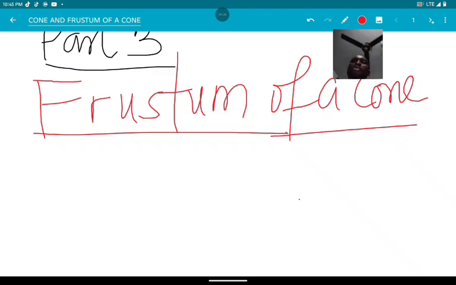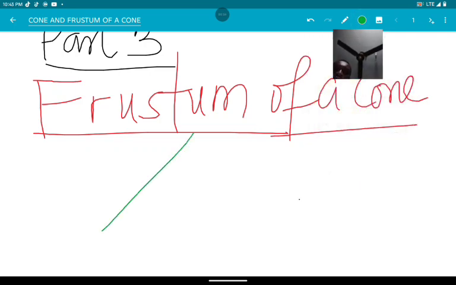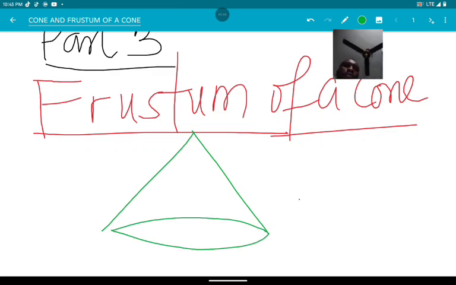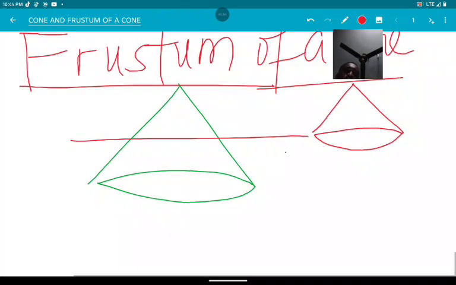Beautiful. If you cut off the top of a cone, let's assume that we have a cone like this. Of course, this is our cone. If you decide to cut off this side, you cut it off here. What do you call the shape that is left? If I cut away the part above here, I'm going to be left with something like this, right?